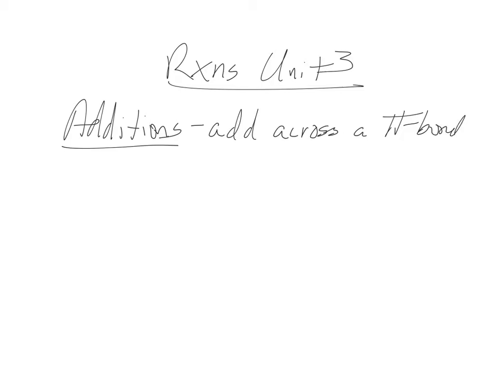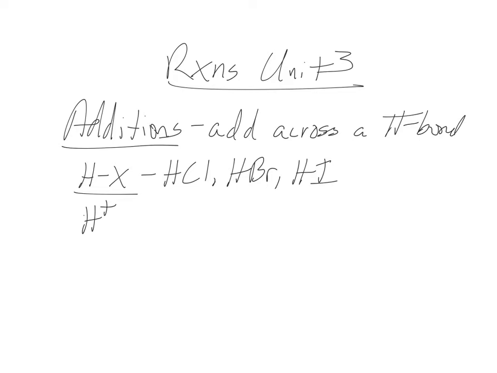Next unit, we're going to learn about adding stuff across alkynes. This time we focused on alkenes. So what was the first thing we learned? We learned about the HXs, right? That involved HCl, HBr, and HI. The next thing we learned about was essentially H+.